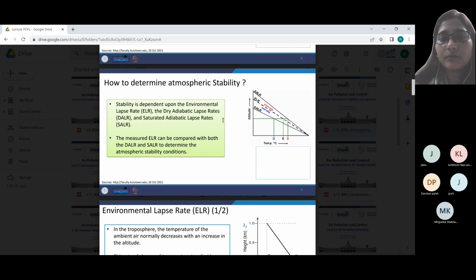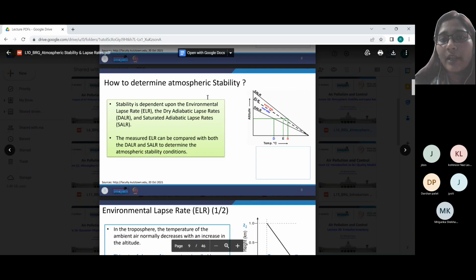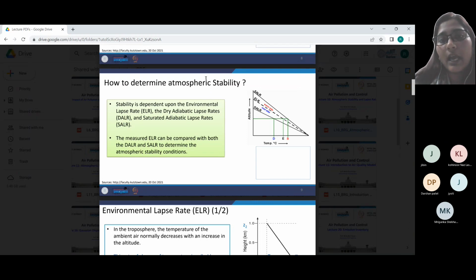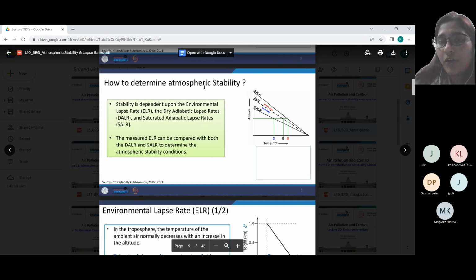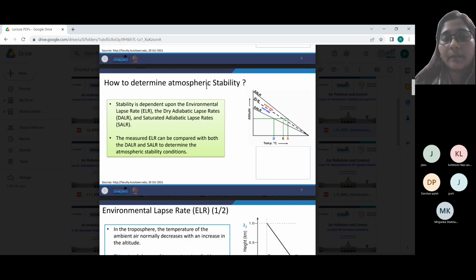Okay? Now we know for a fact that the values of your dry adiabatic lapse rate and saturated adiabatic lapse rate are fixed, right? We have 9.8 degrees centigrade per kilometer and we have 6 degrees centigrade per kilometer. We know these values, right? So the measured ELR, the value of your environmental lapse rate that we are getting, we can compare with both DALR and SALR to determine the atmospheric stability conditions.